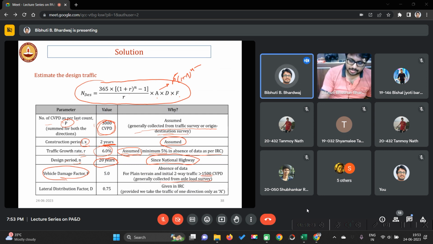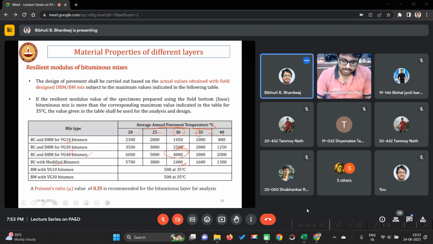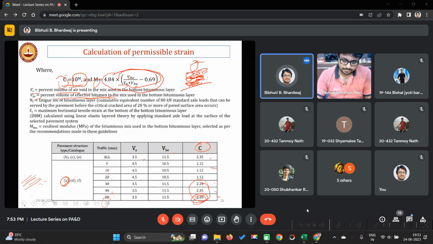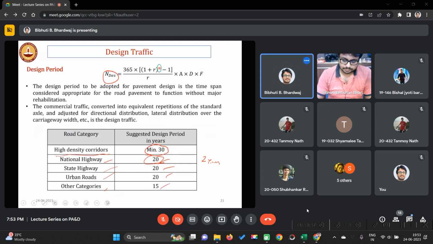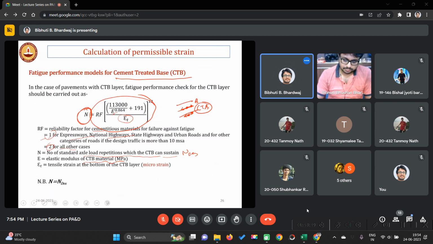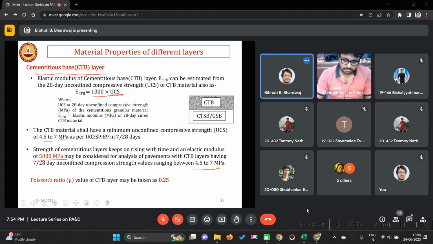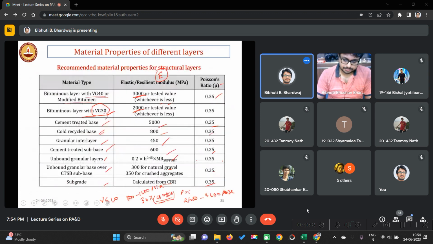More than 1500, CVPD 3000, and it is plain terrain. Mumbai to Chennai will be plain terrain. Here more than 1500 is plain terrain, so you need to consider 5 PDF of 5. Okay.